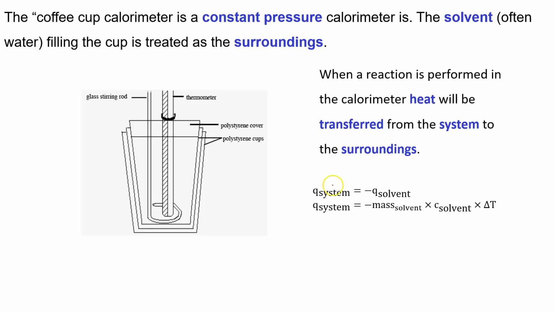What's important to recognize is that the heat transferred to or from the system will always be equal and opposite to the heat transferred to or from the solvent. So the heat transferred during our chemical or physical process is simply going to be the negative of the mass of the solvent times the heat capacity of the solvent times the change in temperature of the solvent. So it's a really convenient way of measuring the heat transferred during a chemical or physical process.